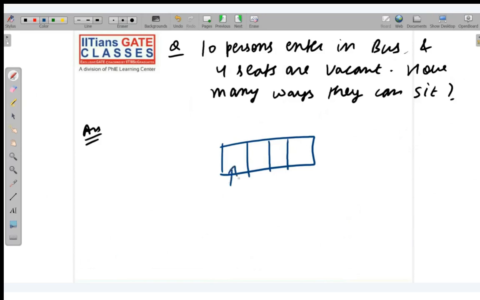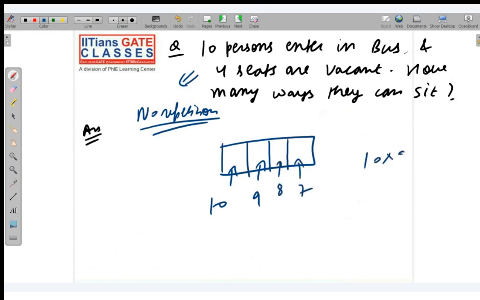So 10 persons enter the bus. At the first place, how many choices are there? From these 10, anyone can sit. 10 choices. At the next place, 9 choices because one person has already sat. What kind of sense is it giving? No repetition. How can one person sit in 2 places? Meaningless. Then here we have 8 choices and here 7 choices. So 10 into 9 into 8 into 7. This is my answer.